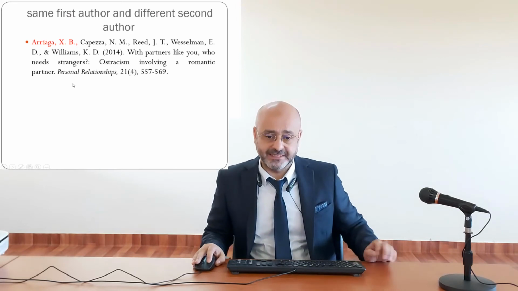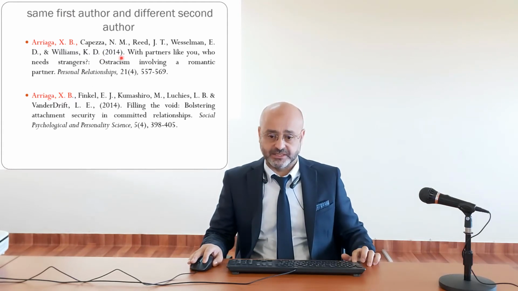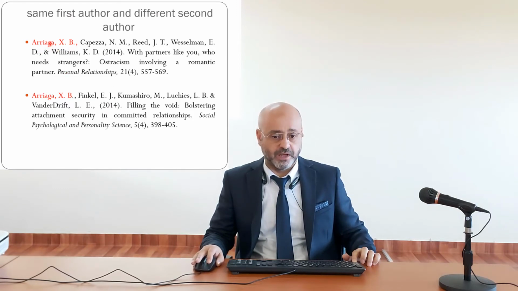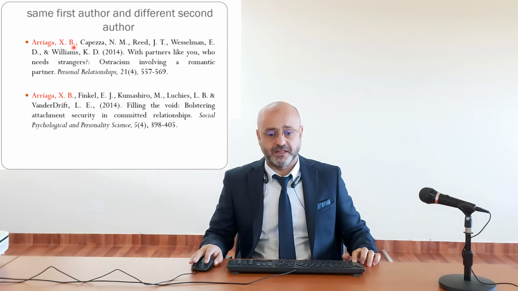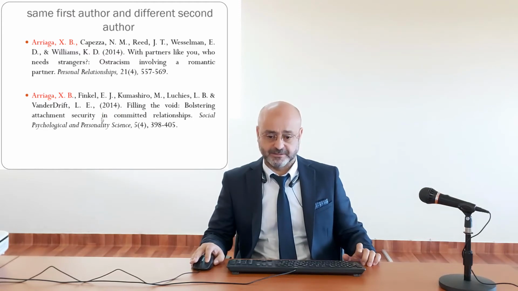Now, in the case where we have the same first author but different second and third authors, and especially when the date of publication is the same, 2014, we start with the first author, again family name, comma, initials of the first and middle name followed by full stops, and then a comma, and then all the names of those who have participated in the article organized in alphabetical order. So you can see that here we have the first name Capiza, C, and here the second name Reed, R, and Wesselman, W. They are organized in alphabetical order. So we do the same for the second reference.